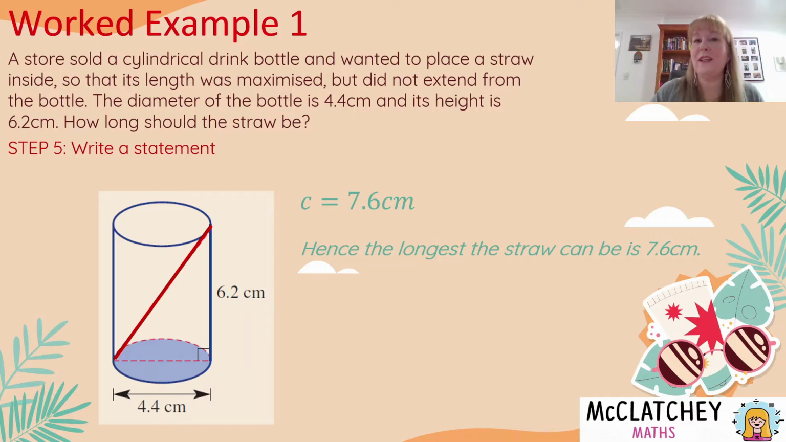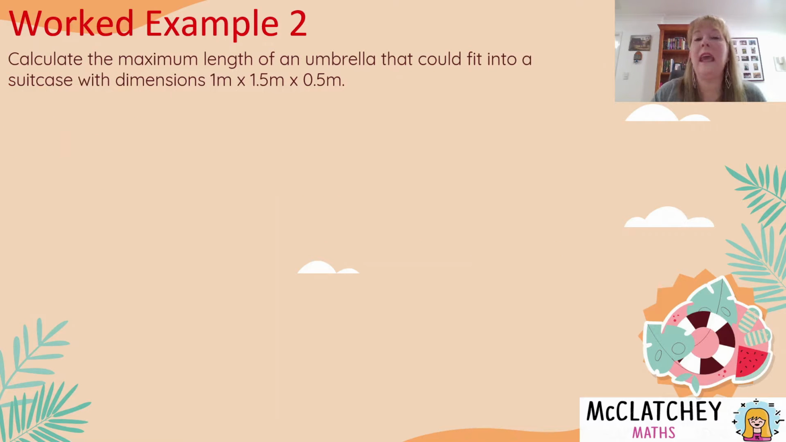Let's move on now to our second worked example. We're going to calculate the maximum length of an umbrella that could fit into a suitcase with dimensions of 1 metre by 1.5 metres by 0.5 metres. Now, a suitcase is typically a rectangle shape, and we're given 3 dimensions. We're not told it's a rectangular prism, but those 3 dimensions do lend itself to a rectangular prism. So it's always good, once again, to start with a picture.